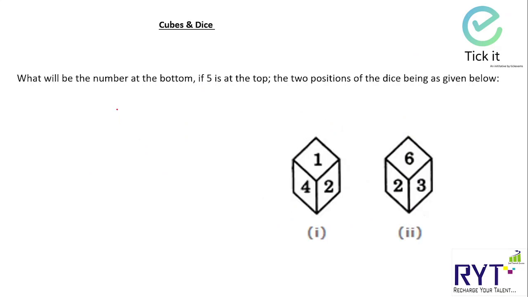What will be the number at the bottom if 5 is at the top? So basically, which is opposite to 5? That is the question they are asking. Do we have 5 here? No, we do not have 5. But do we have any number common? Yes. Since 5 is not there, I will take it as the missing number. Common number is 2. So 2 is opposite to 5. That's it.